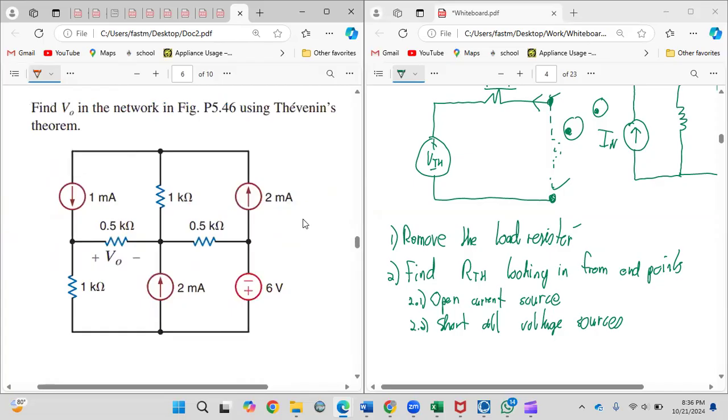Nothing has changed. They could put a million and one circuits or resistors or whatever. The steps are not going to change at all. So do not be afraid when you see a circuit that looks big. It's the same thing. They want you to use Thevenin to do this. Same idea: you open circuit this. Okay, you have to find R Thevenin.